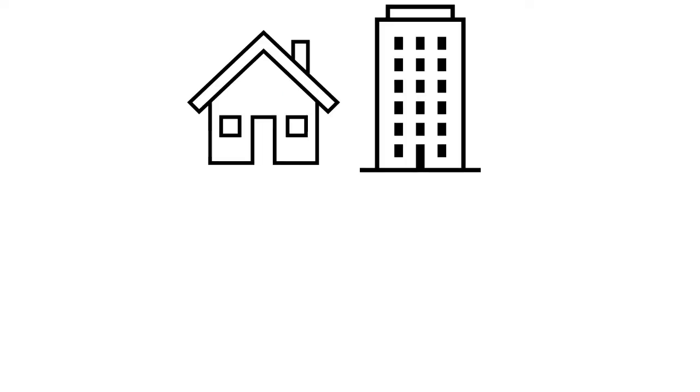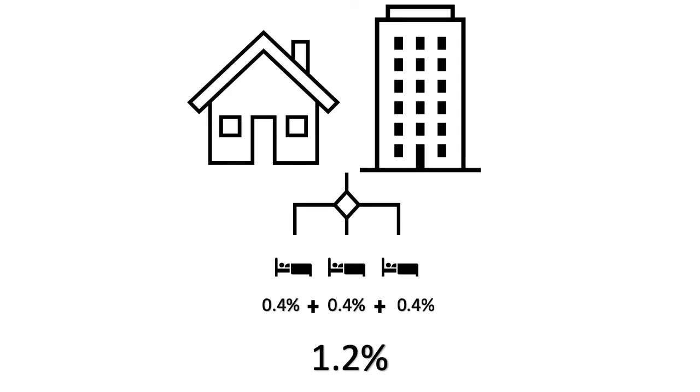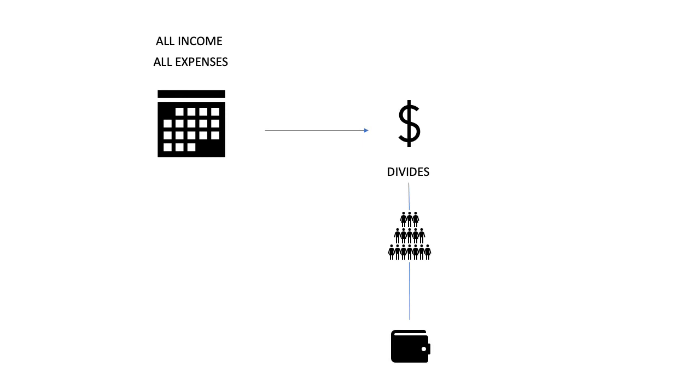Say you own a 3-bedroom apartment. Each bed gives you a percentage share of 0.4%. 0.4% times 3 equals 1.2%. That 1.2% is your ownership percentage. So, the rental association program takes all income and expenses from that calendar month and divides them amongst all participating owners using the pro-rata share of your ownership percentage.